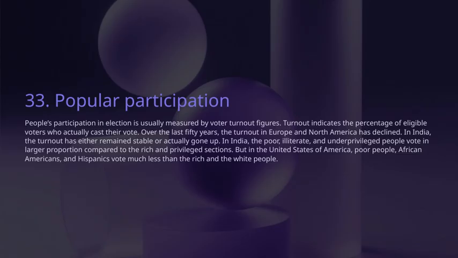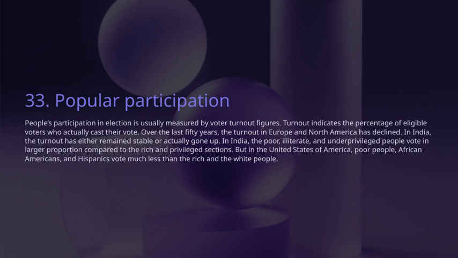Another important point is about who actually votes. In India, it's quite remarkable that the poor, illiterate, and underprivileged groups tend to vote in larger proportions compared to the richer and more privileged sections of society. This suggests a high level of engagement among marginalized groups, which is quite significant for understanding democratic participation. However, the situation is quite different in the United States. In the U.S., poorer communities, African Americans, and Hispanics tend to vote much less than wealthier individuals and white Americans.